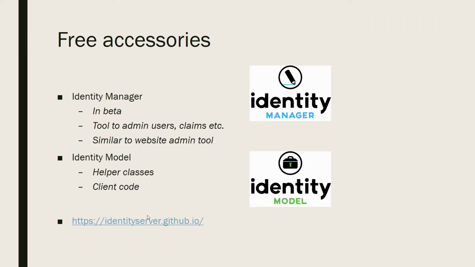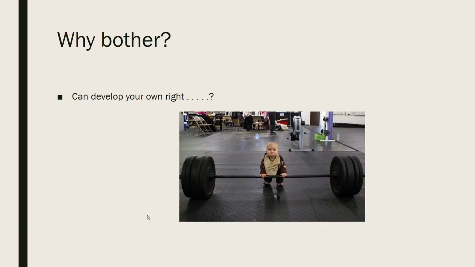There are other things that I've touched on briefly that you can use with it. For those familiar with the old website administration tool, Identity Manager is something you can, again, it's open source, download, and that helps you administer Identity Server itself. Now, I haven't really used that myself, but it's certainly available. It's just to make things easier for developers. And there's the Identity Model, which is kind of the client-side libraries and helper classes and everything. Those aren't necessary to use Identity Server, they just help you out a bit easier.